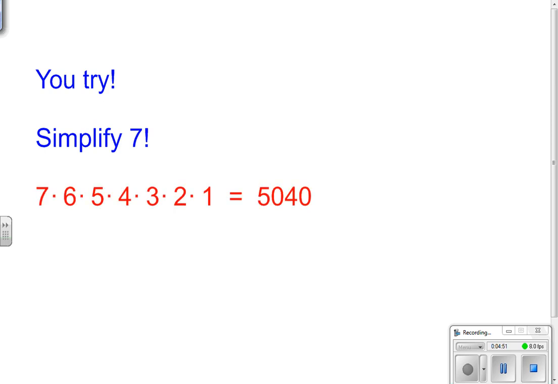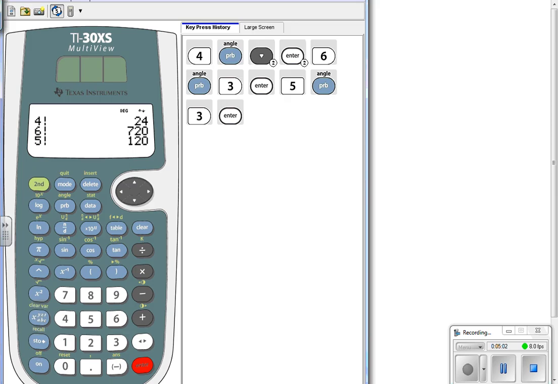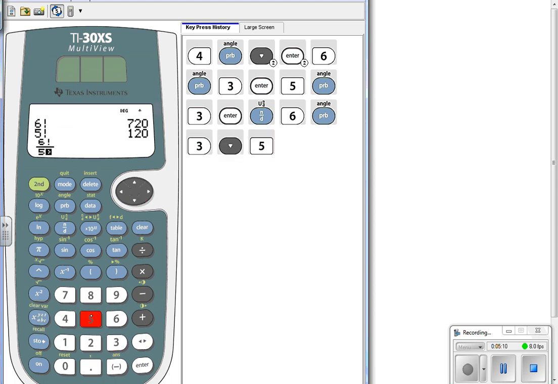You don't have to worry about this work. Just use the calculator. You're doing 7 factorial. So in these, this is 6 factorial over 5 factorial. I recommend you start with the numerator denominator button, put a 6 factorial in the top, then arrow down, put a 5 factorial in the bottom. Press enter, and the answer is 6.